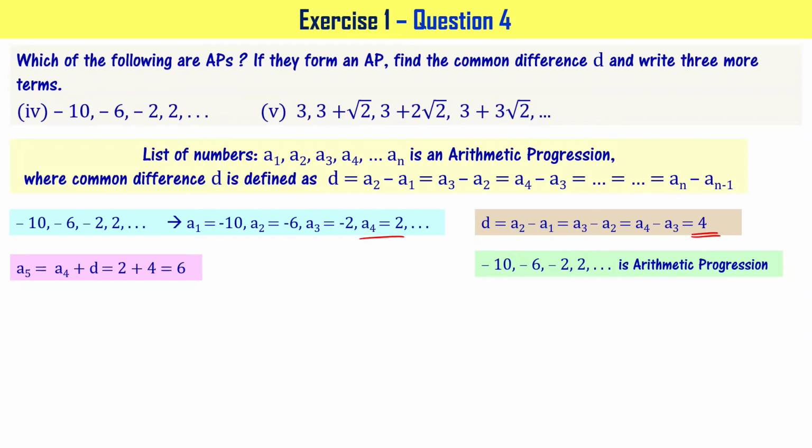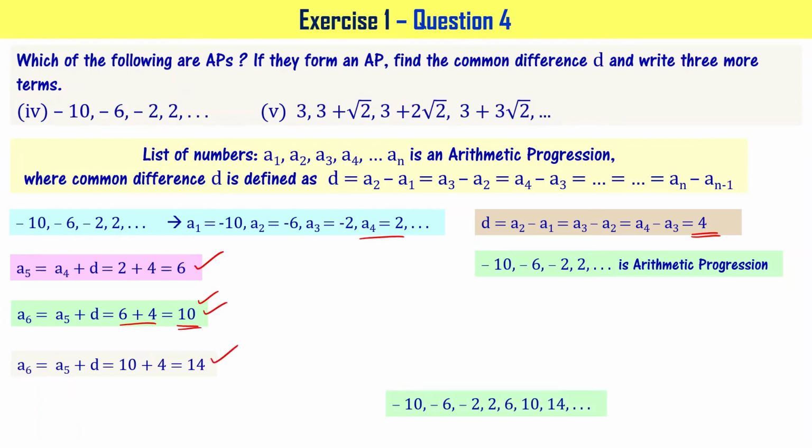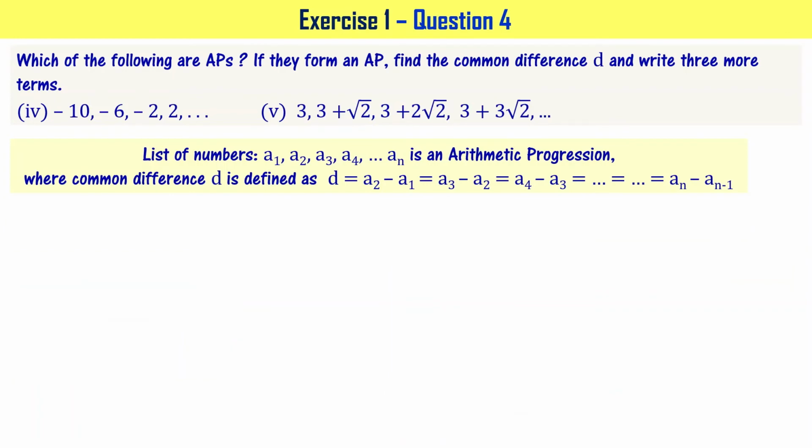5th term can be written as A5 equal to A4 plus D, that is 2 plus 4, that is equal to 6, right? The next term is going to be A5 plus D, that is 6 plus 4, that is equal to 10. The next term is going to be 10 plus 4, that is 14, right? You have now 3 extra terms, 6, 10, and 14. Let's write them. The series is going to be minus 10, minus 6, minus 2, and 2. That is what is given. And 6, 10, and 14 are the extra 3 terms we have written now, right? Now let's look at the next part of the problem.